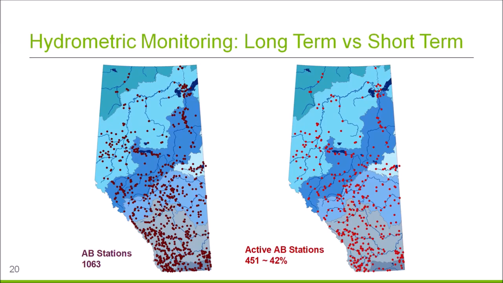Now, the next thing that I want to talk about is hydrometric stations. I have different maps. On the left side of the map, I'm showing you all the Water Survey of Canada stations in Alberta. All these dots are hydrometric stations. However, not all the stations are active all the time. Right now we have only about 450 active stations, which is 42% of the total stations.